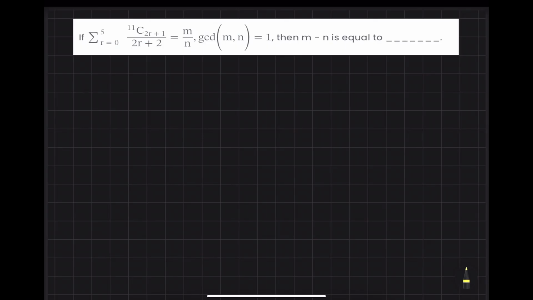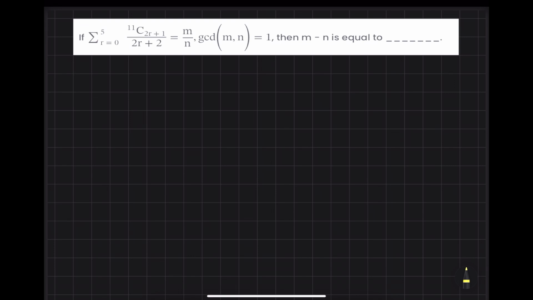So we got this situation. If this equals m by n, where the GCD of m and n is 1, greatest common divisor means HCF is 1, then the value of m minus n is... Okay. So first try to understand what your question looks like.